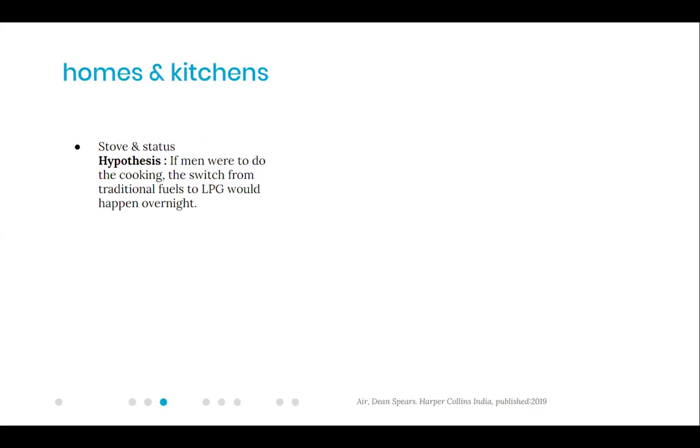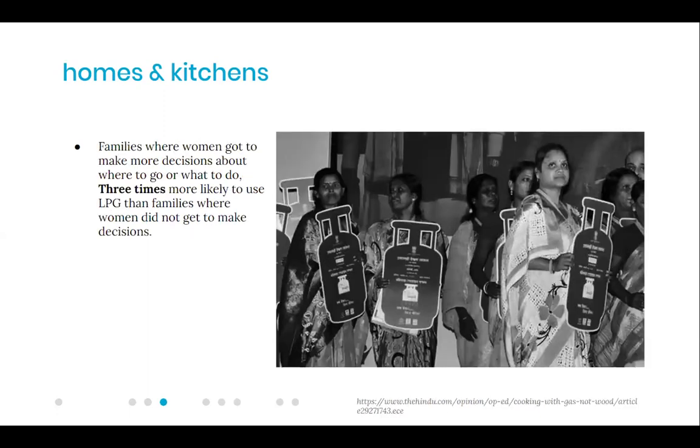So Dean and his research team came up with this hypothesis that if men were to switch to cooking instead of women, the switch from traditional fuels to LPG would happen overnight. And they looked for data to back this claim up. They interviewed a lot of villagers, and since this was a sensitive topic to talk about, they used a very indirect method of questioning them. And they found that families where women got to take more decisions about where to go or what to do were 3 times more likely to use LPG than families where women did not get to make decisions.